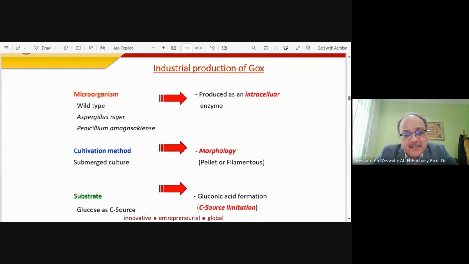Then the second bottleneck is morphology. As I mentioned, in submerged culture, do they produce pellets or filamentous growth? This is the big question. As for substrate, most people use glucose as a carbon source. Once I produce glucose oxidase, it converts glucose to gluconic acid, straightforward. It means I don't have substrate anymore.